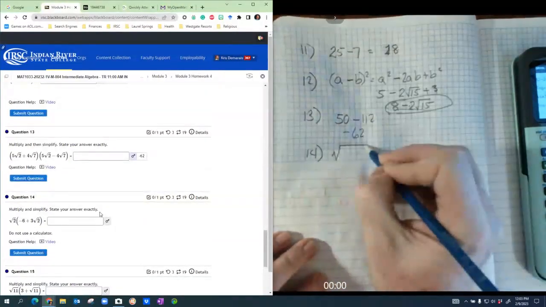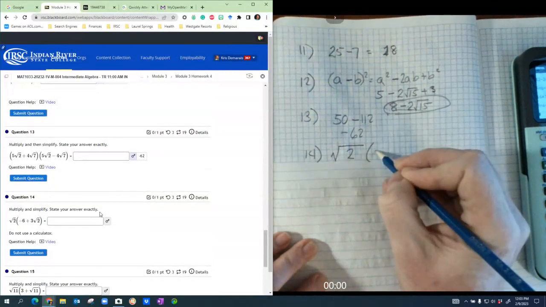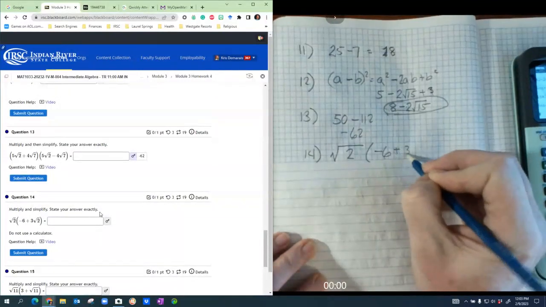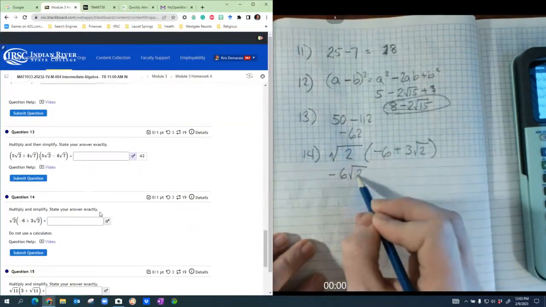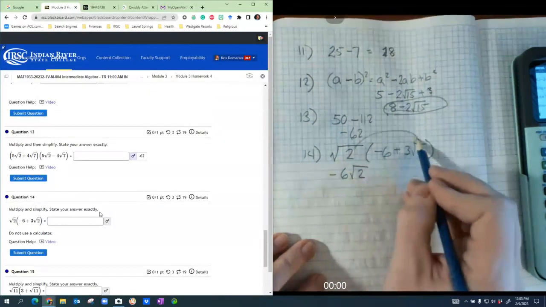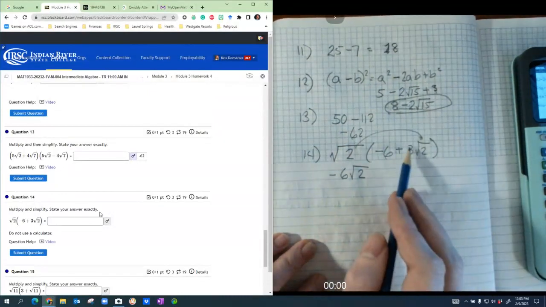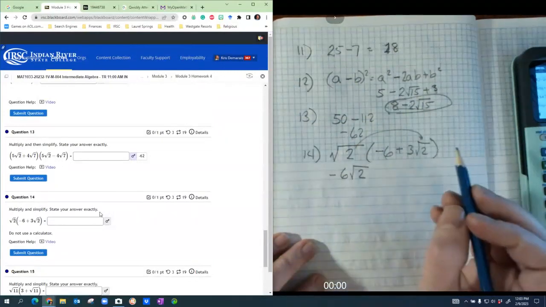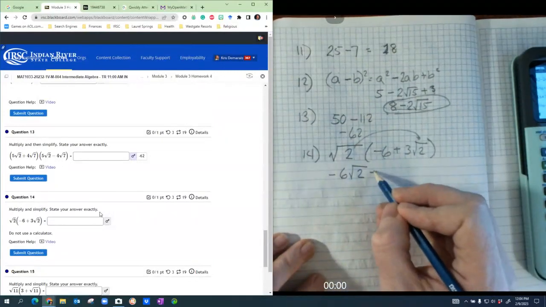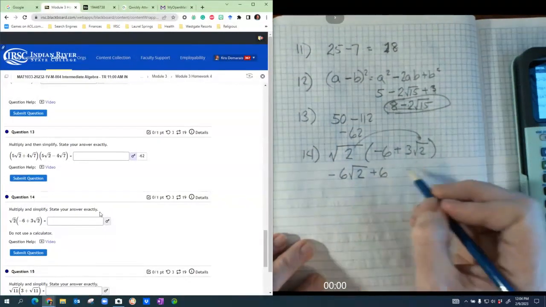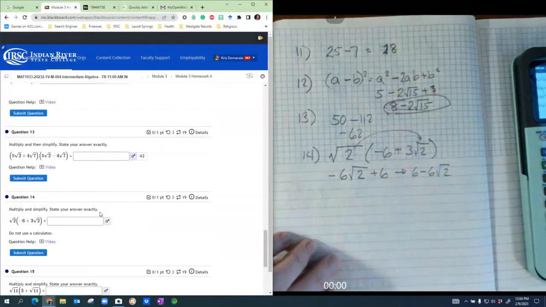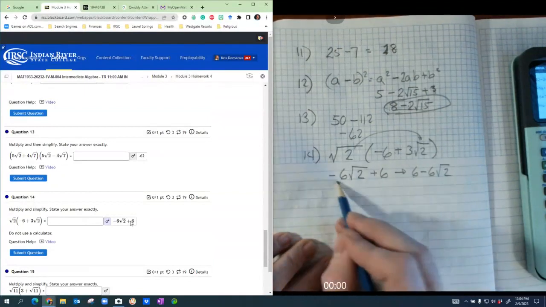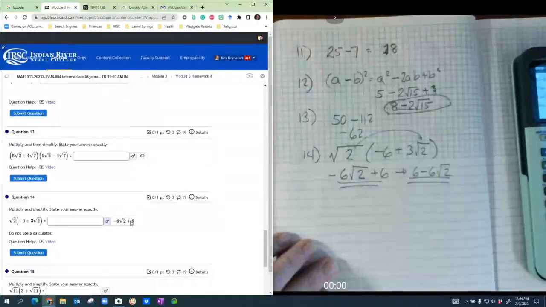Now, when I'm looking at this one, I'm going to go ahead and look at this as -6 radical 2. And then I'm going to look at this as this multiplies against the 2. It comes out of the radical. So it's going to be 3 times 2 is 6. And we can rewrite this a little bit as just 6 minus 6 radical 2. Okay, I could write it this way, which I wrote. I prefer it written this way myself.